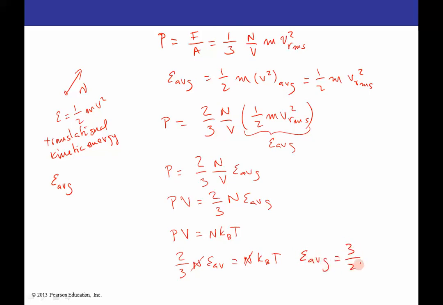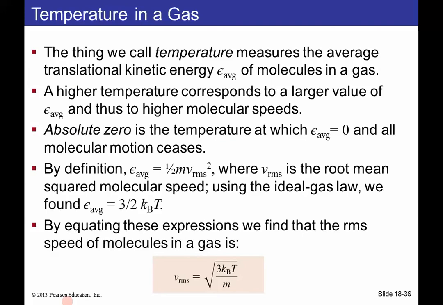E average is equal to 3/2 kB T. So basically this is telling me that the average energy of each molecule is related to the temperature. Remember, this is the kinetic energy. This tells you how fast the particle is moving, and that is related to the temperature. This is the main expression that relates the temperature to the particle. This is the connection between the microscopic world and the macroscopic world. So this thing we call temperature measures the average translational kinetic energy of the molecules in a gas.